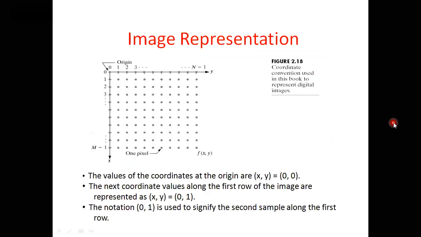In this way, the image representation will be there. These are different pixels; 1 point is 1 pixel in that image. The values of the coordinates at the origin are 0, 0. The next coordinate values along the first row of the image are represented as 0, 1. The notation 0, 1 is used to signify the second sample along the first row.